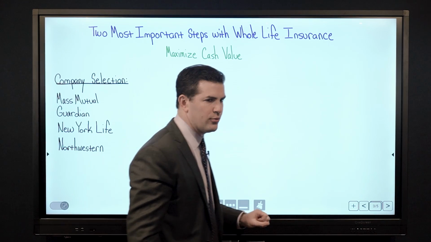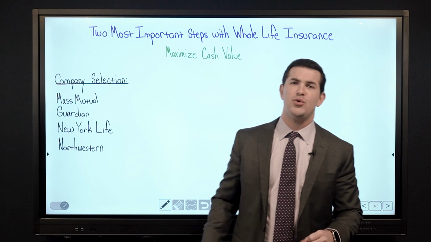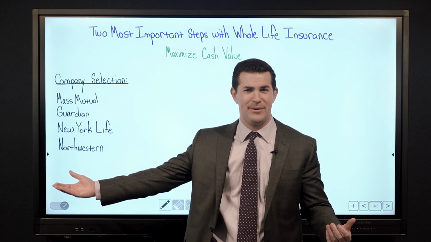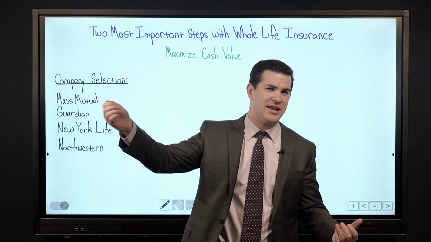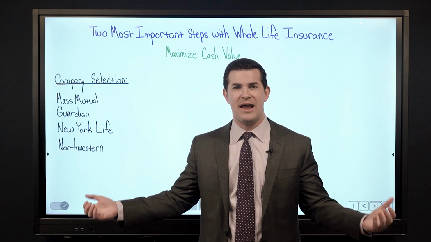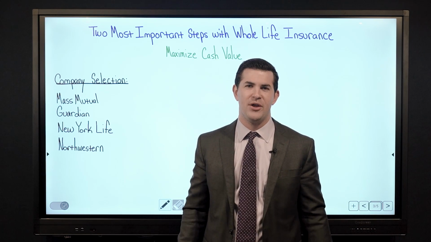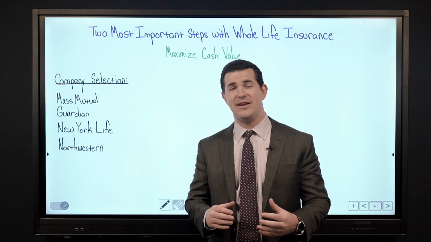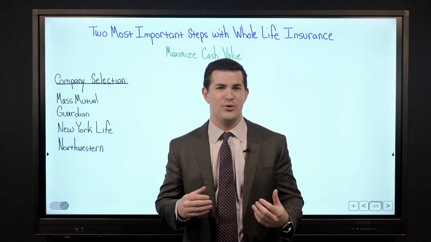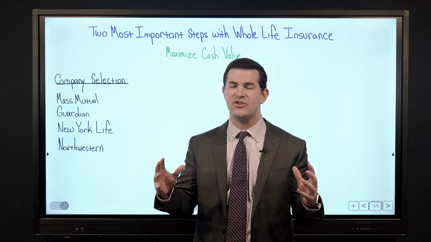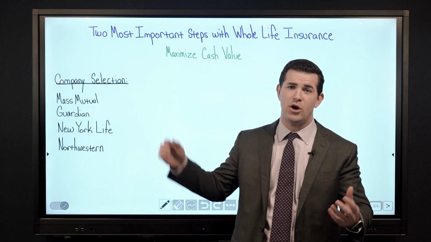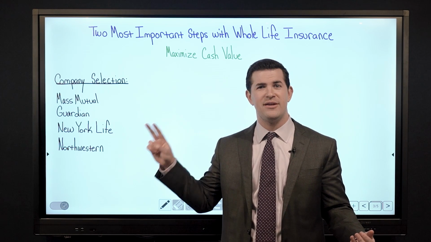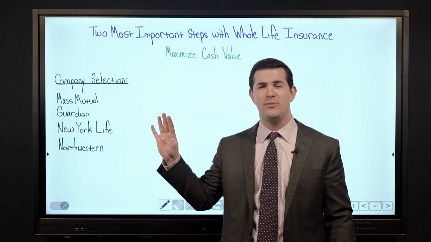The first thing to do, company selection. So you do not need me or anyone to tell you that there's a lot of life insurance companies out there. We can turn on the TV or YouTube for 15 minutes and advertisements will hit us all day long. When it comes to maximum cash value life insurance policies, the companies that have consistently delivered the strongest actual cash values to their policyholders are as follows, in no particular order: Mass Mutual, Guardian, New York Life, and Northwestern Mutual.